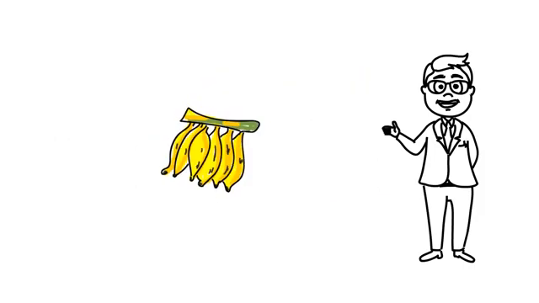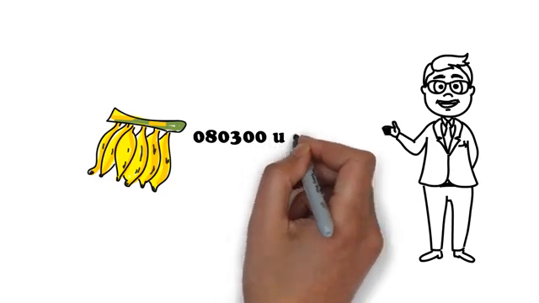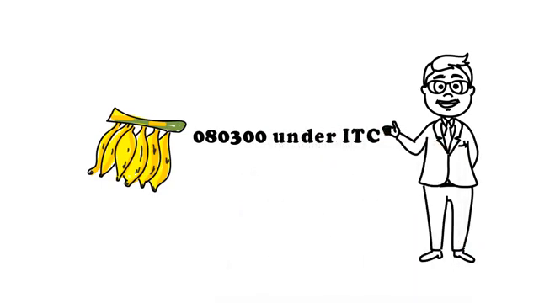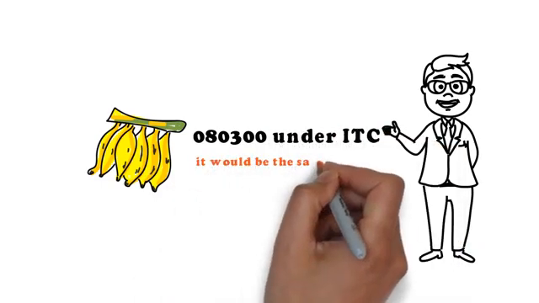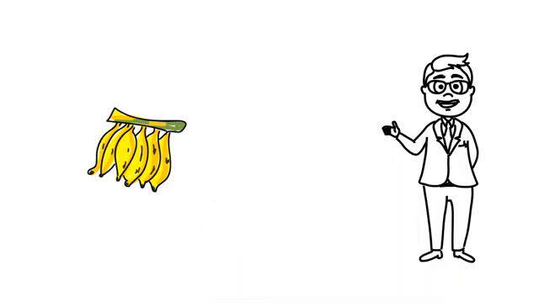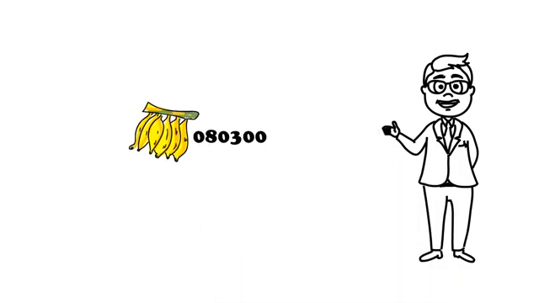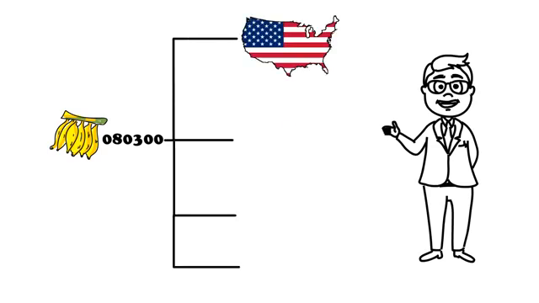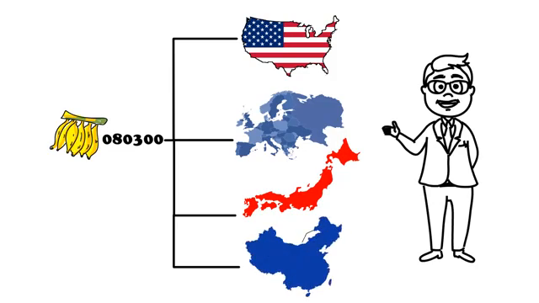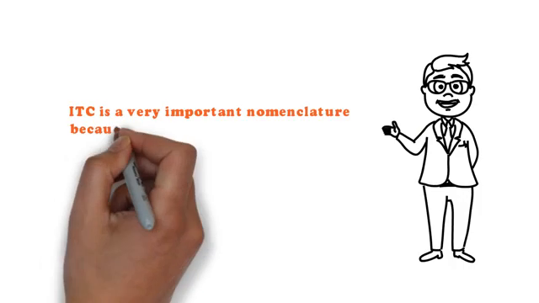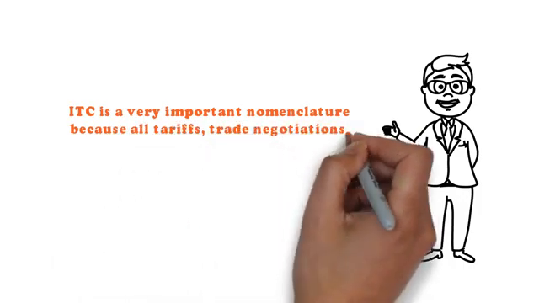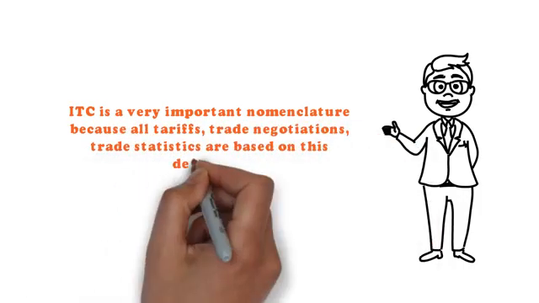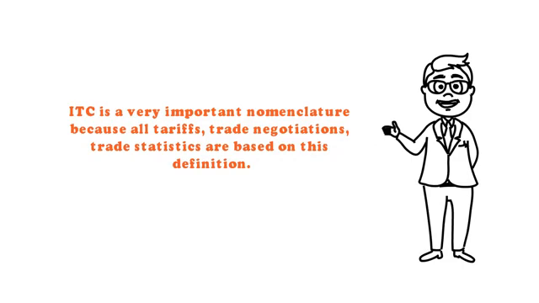So, if bananas are referred to as 080300 under ITC, it would be the same under HS Code as well. Also, 080300 would mean bananas in USA, EU, Japan, China, and most other countries. ITC is a very important nomenclature because all tariffs, trade negotiations, trade statistics are based on this definition.